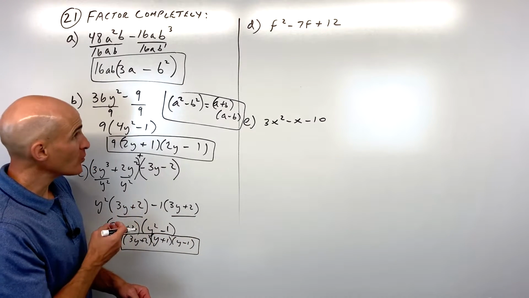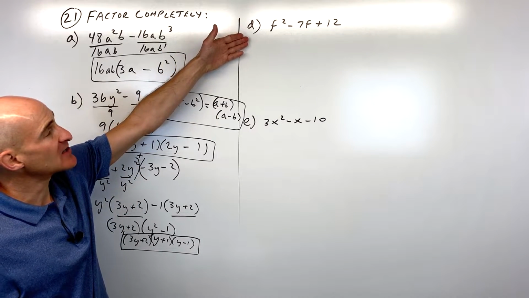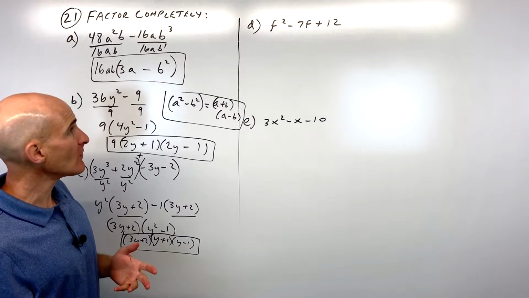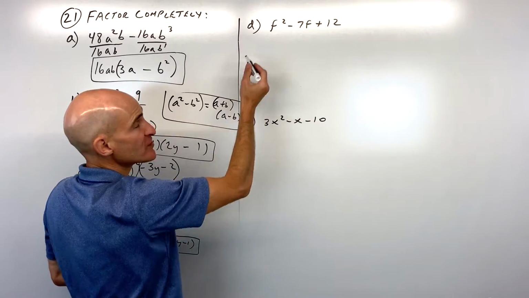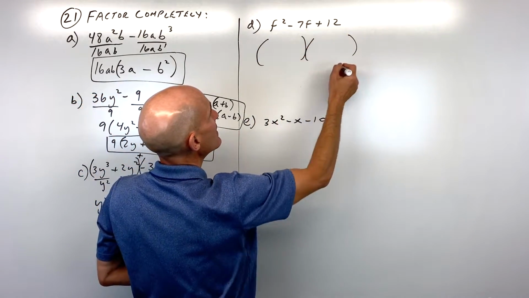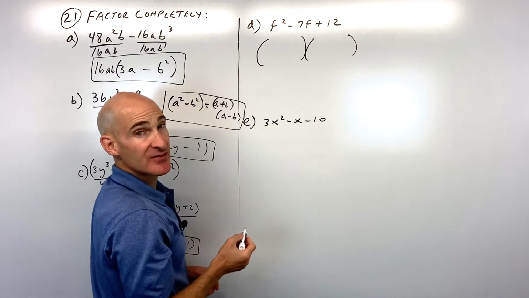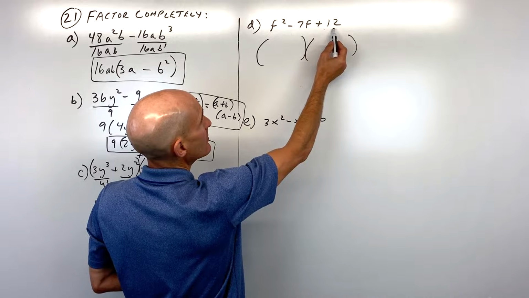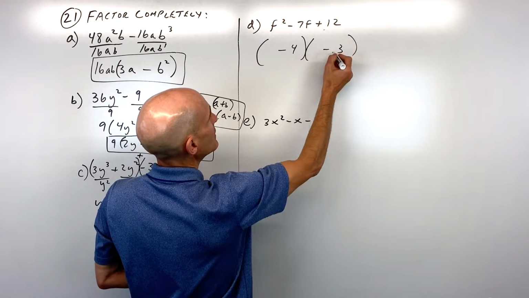So, factoring by grouping when you have 4 terms, if possible. Letter D, we've got f squared minus 7f plus 12. Okay, so now for this one, it's a trinomial, 3 terms. The leading coefficient's 1. These ones are very easy to factor because all you have to say is what 2 numbers multiply to 12 but add to negative 7. So what 2 numbers multiply to the last number but add to the middle coefficient? That's going to be negative 4 and negative 3.